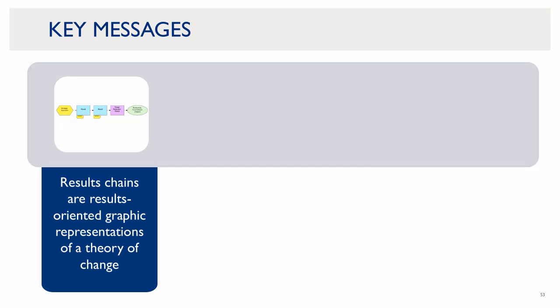In this final presentation, we will review the key messages from this series of presentations. Results chains are a graphic representation of a theory of change, so they should illustrate a logical pathway to a focused result or set of results. They should be results-oriented, though they will often include illustrative actions linked to results.